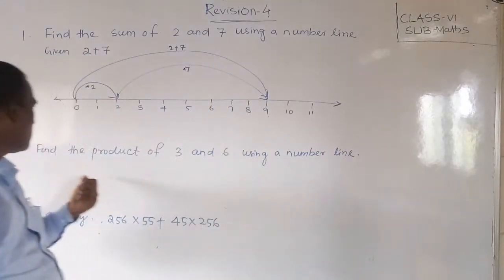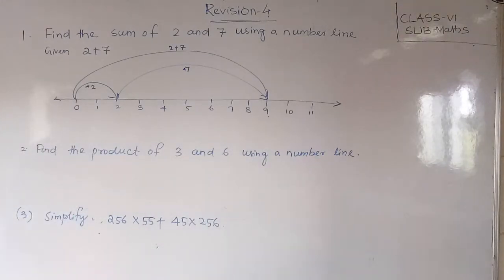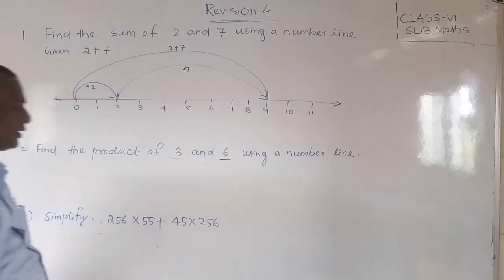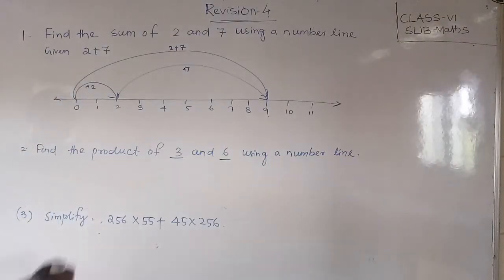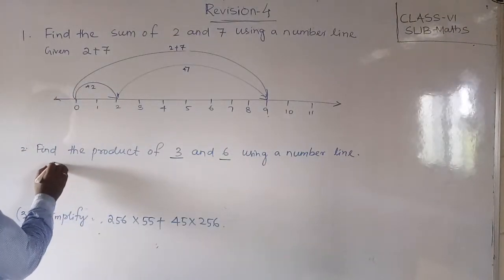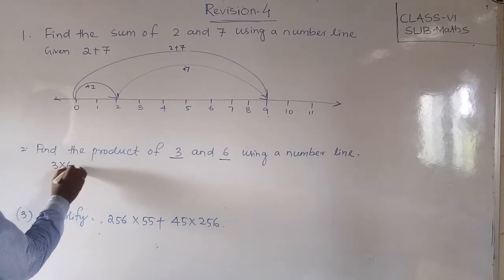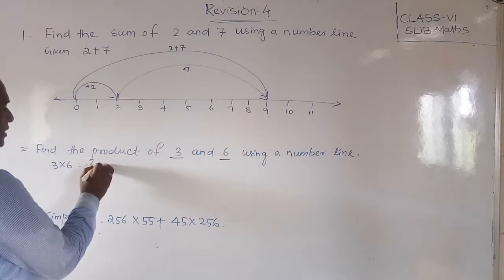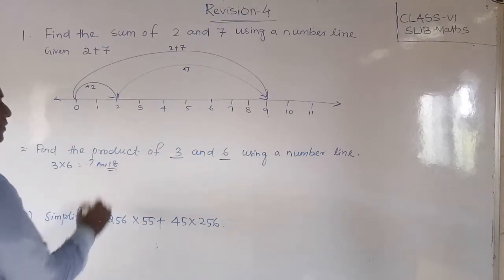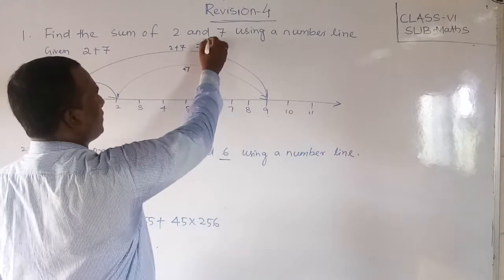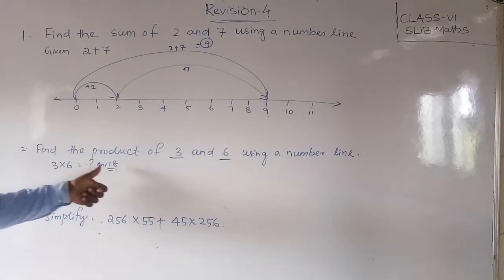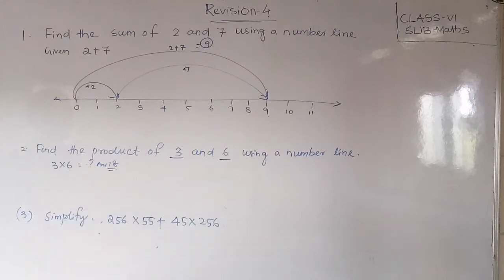Next, we will go for the product also. Here, find the product of 3 and 6. Friends, it is very important also. Students, observe carefully. It is given that 3 into 6. So 3 into 6 is actually 18. How much, friends? The answer is 18, we already got. But now observe, friends, 3 into 6 means how much, and we have to show it on the number line also.